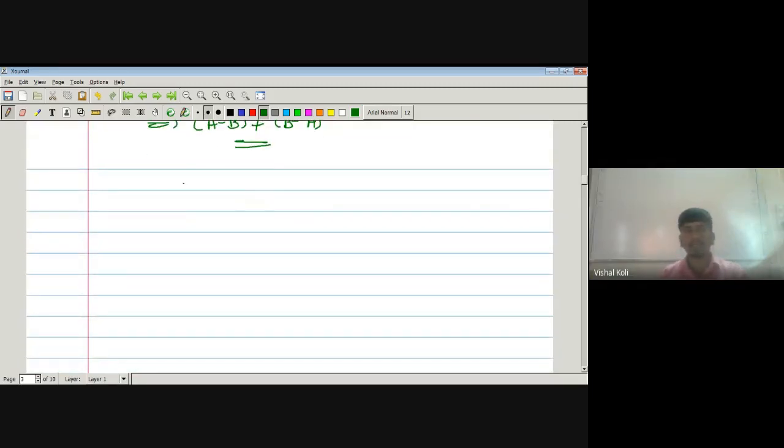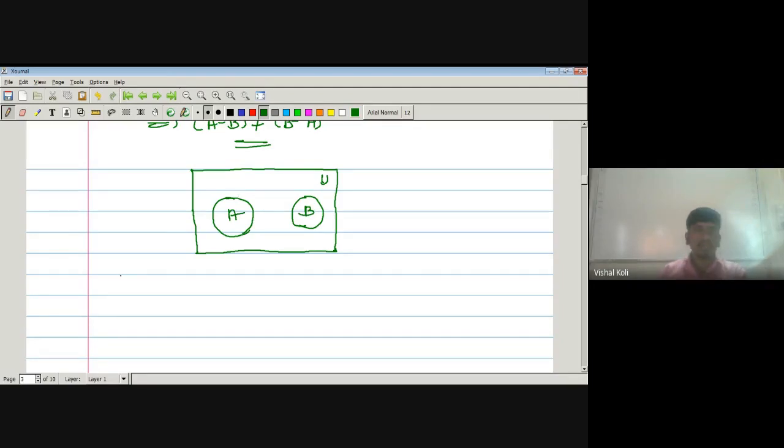See its diagrammatic representation. If this is a universal set U, and here somewhere is a set A and here somewhere is a set B, then A minus B contains all those elements which belong to A but are not members of B. But here we have taken A and B as two disjoint sets, that is, there is no element common between A and B. Therefore A minus B contains all the elements of A, since there is no common element. Therefore A minus B is nothing but A.